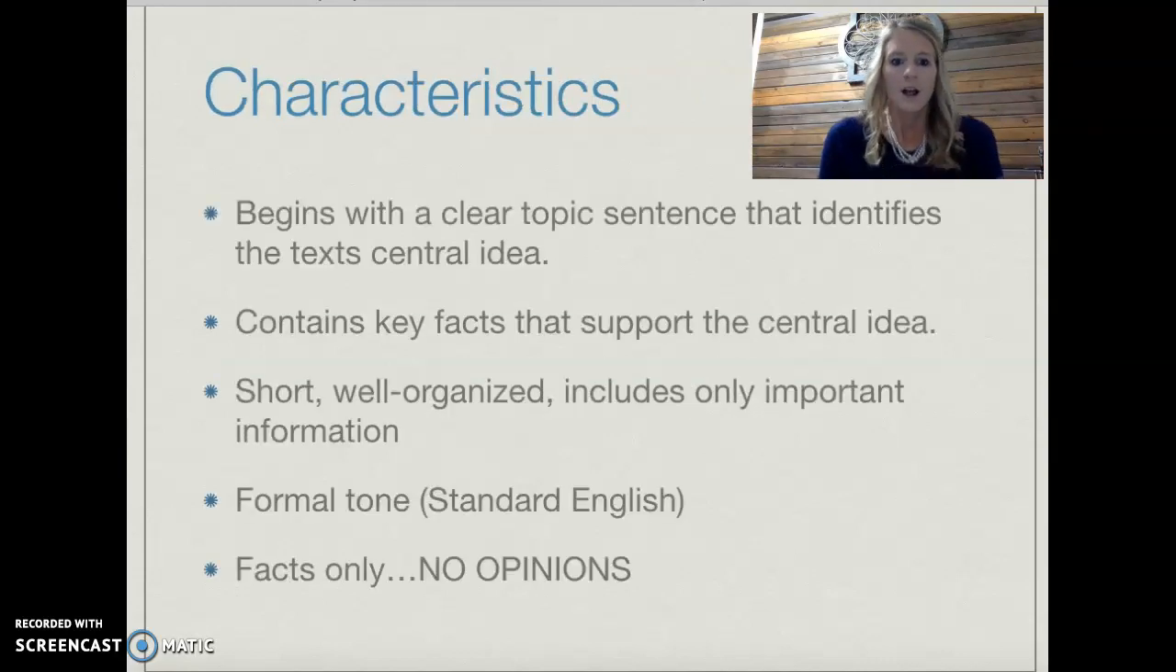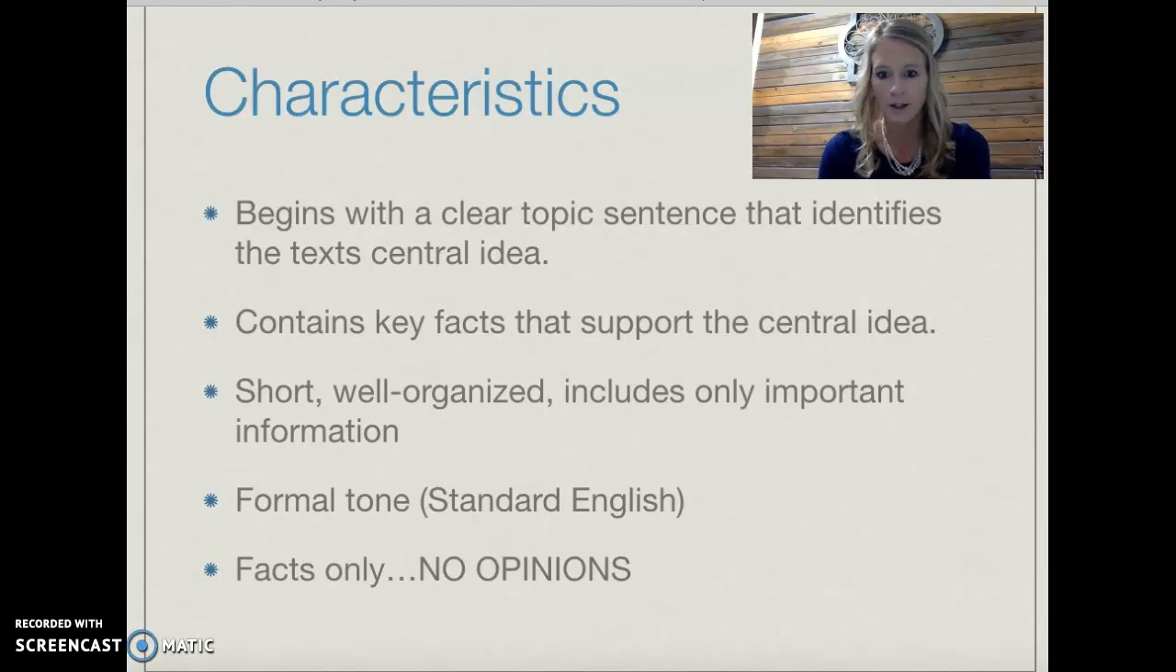So all the little characteristics about a summary are you need to make sure you begin with a clear topic sentence that identifies the text's central idea. So that whole main idea. So in one sentence at the very beginning of your summary, just state what is it about. Then you need to pull just the key facts.